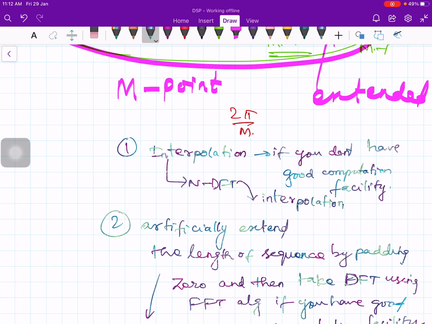Okay, so let me stop at this point. In the next lecture we will move on to the properties of the DFT. Okay, so let me stop here.